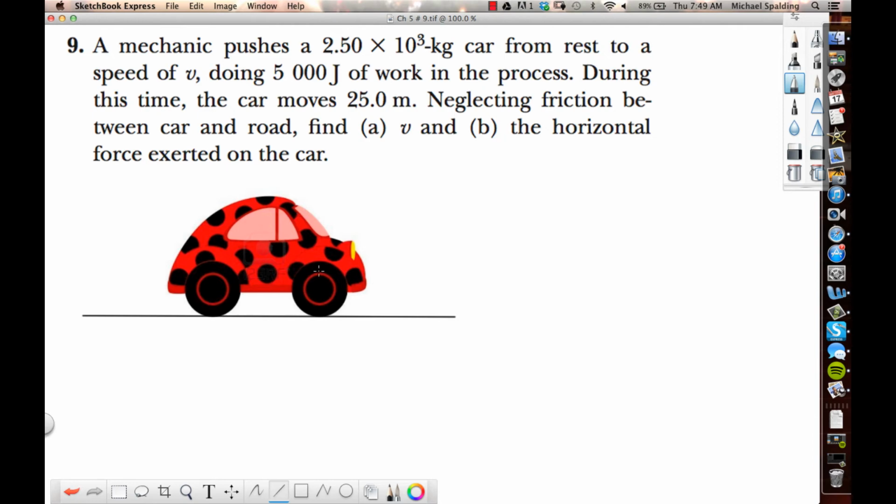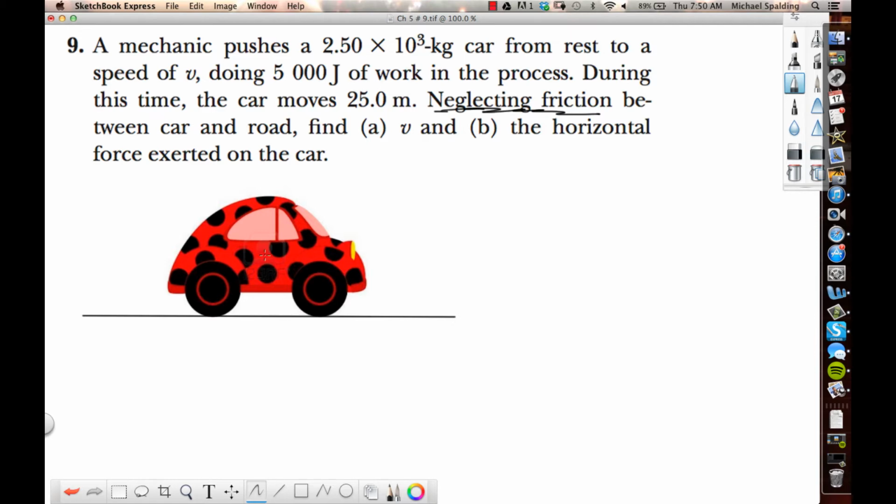All right, so we got this car. It's being pushed by the mechanic. They tell us here, right here, neglecting friction. So that makes it simpler because there's only going to be one force doing work. Look, if there's only one force doing work, what's the net work? The work done by that force, right? If there's only one force doing work, then the work done by that force is the net work.